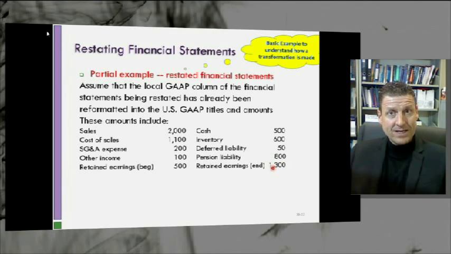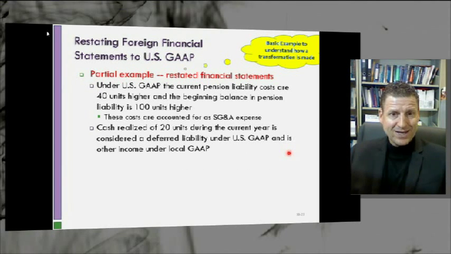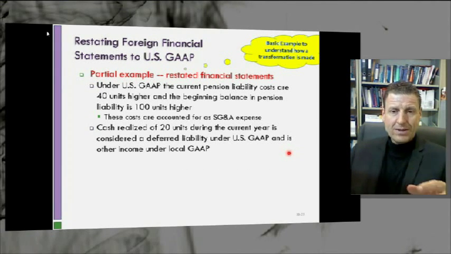Or if there's dividends paid during the process, during the accounting period, then that's going to be less too. Cash, $500, inventory, $600, deferred liability, $50, pension liability, $800. Now let's have a look at what has happened here, shall we? There are 3 things that have happened in this partial example.